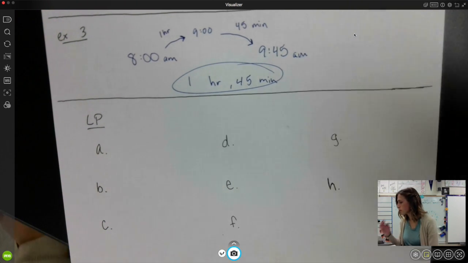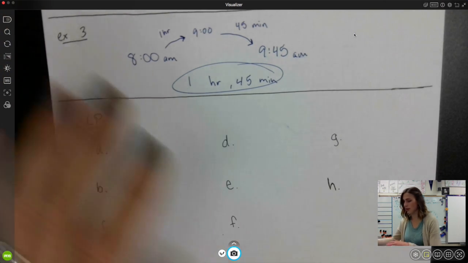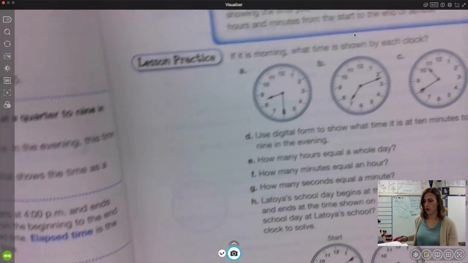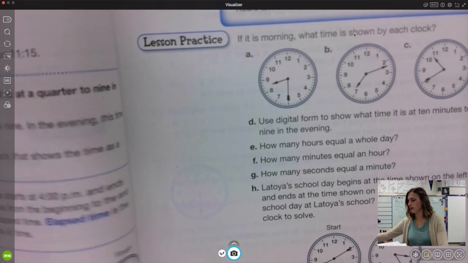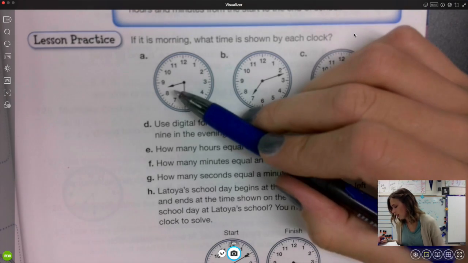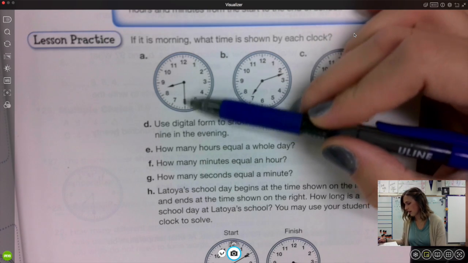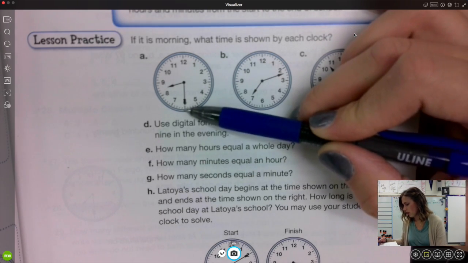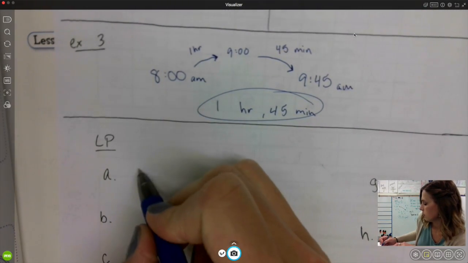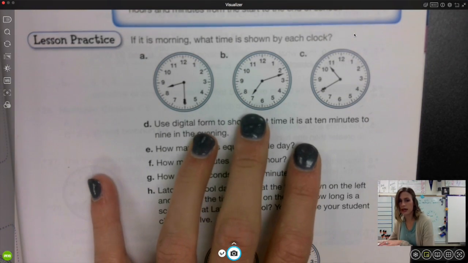All right? Lesson practice says, if it is morning, what time is shown by each clock? All right, so let's look at our lesson practice here. What time is shown on these clocks? A, my little hand is between the 8 and the 9, so I've got to use the 8. Big hand's pointing down at the 6, so that would be 5, 10, 15, 20, 25, 30, so it's 8:30. Now it tells us it's in the morning, so that would be a.m. So 8:30 a.m.